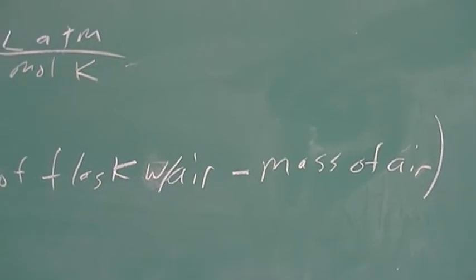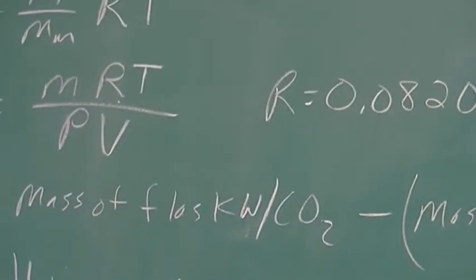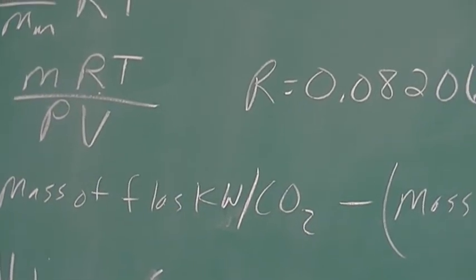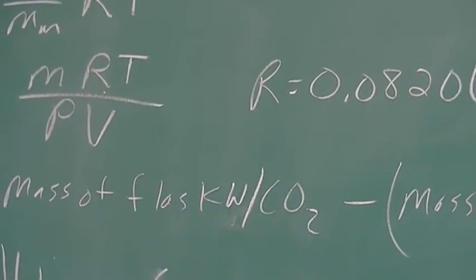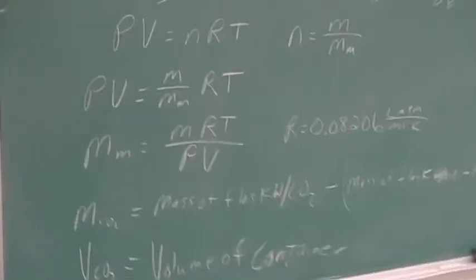And then we will have the mass of the flask, and then we will have the mass of the flask with CO2, and then do the subtraction to get your mass of CO2. All right, and so that is how we're going to calculate the molar mass of this gas.